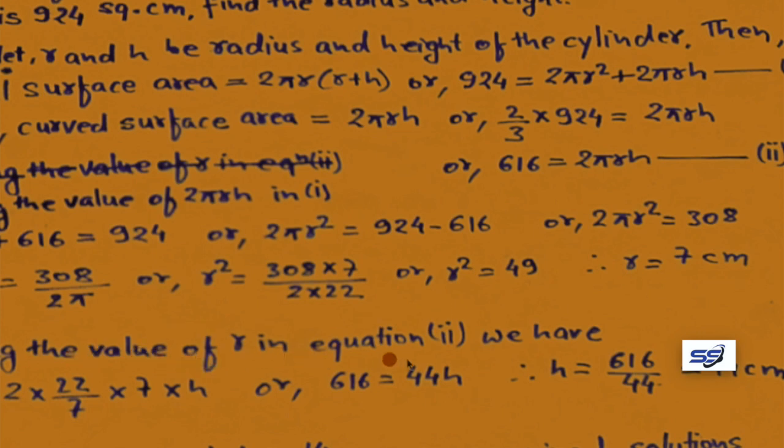Putting the value of R in equation 2, we have 616 as the value of 2 pi R S, so 616 is equal to 2 into 22 upon 7 into 7 into x. Our 616 is equal to 44 x. Therefore, x is equal to 616 upon 44, which is 14 centimeter. Thus R is equal to 7 centimeter and height x is equal to 14 centimeter. And this is our required solution. In this way, we got the solution of this.